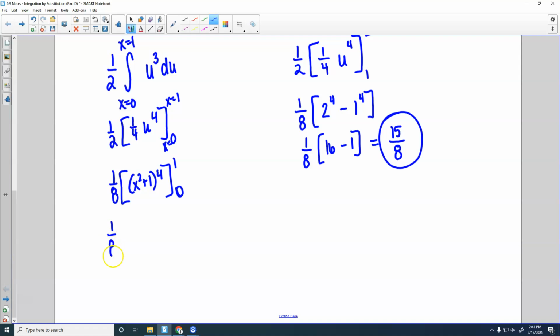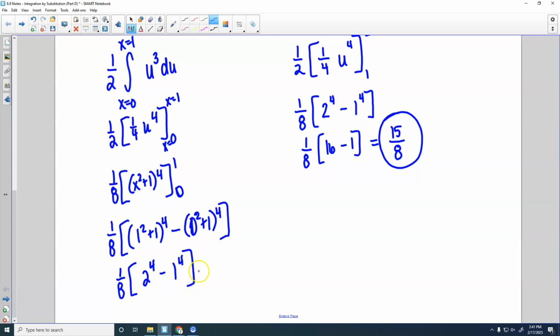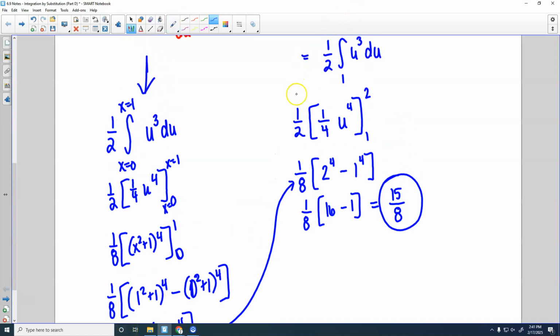And you'd have 1/8 of 1 squared plus 1 to the 4th minus 0 squared plus 1 to the 4th. This is going to give us 2 to the 4th minus 1 to the 4th, which you can see is what we got right here. But it's a lot quicker not to go back to the x's in that case. Once you have changed your limits, you don't ever have to go back to the x. This only works for definite integrals. We can't do that with indefinite integrals where we get the plus c on the end.